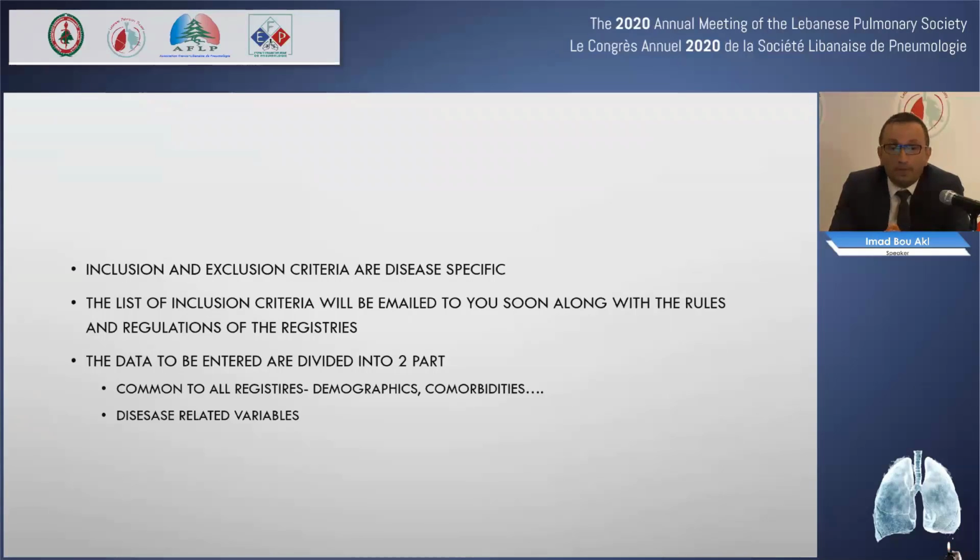You will be asked to enter the data, and the data that will be entered is divided into 2 parts. One is common to all registries, obviously demographics, comorbidities, etc. And the other is disease-related variables.